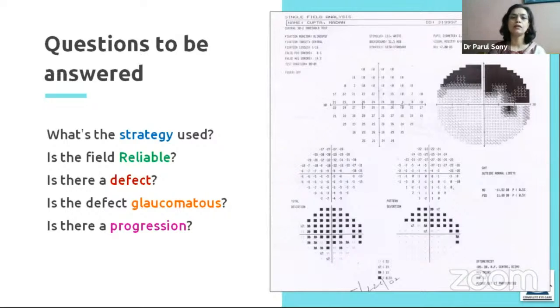Whenever we have a visual field printout in our hand, what are the questions that we need to answer? Number one, what is the strategy that is being used? Secondly, is the test reliable? Is there any defect present? If the defect is present, is it glaucomatous or not? And whenever we are following up a patient with glaucoma, is the defect progressing or not? I'll be quickly answering these questions.